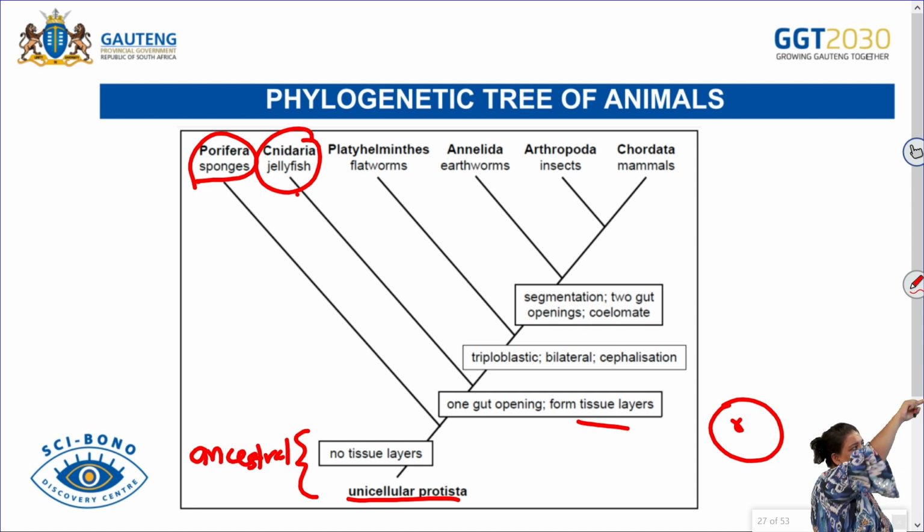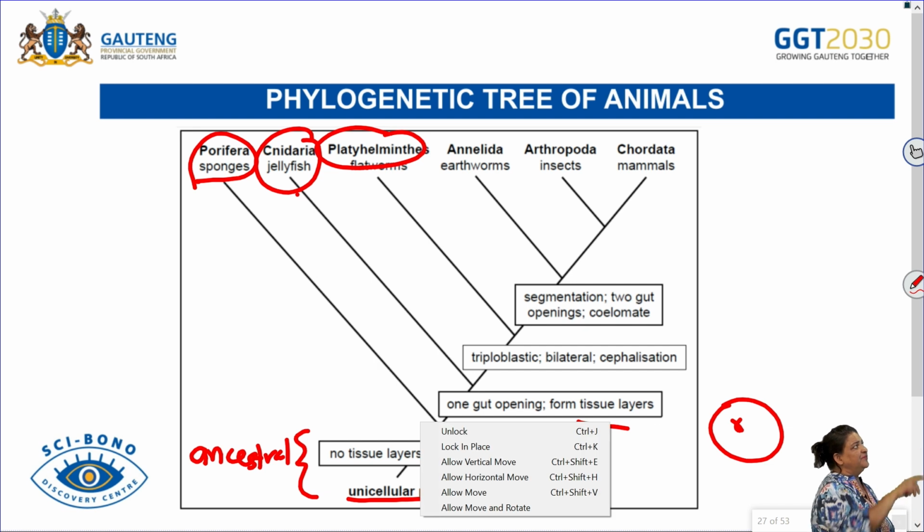Your flatworms. Your flatworms are going to be triploblastic. You read it like this. Your flatworms are going to be triploblastic. Triploblastic simply means 3 body layers. It's going to be bilateral. It means now we're going to see that it can be divided into 2 equal parts. There's another thing, cephalization. It's going to have a head with sense organs. So the flatworm or Platyhelminthes is far more advanced than your Protista.